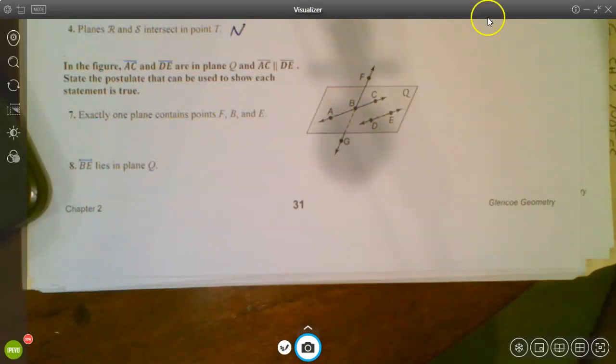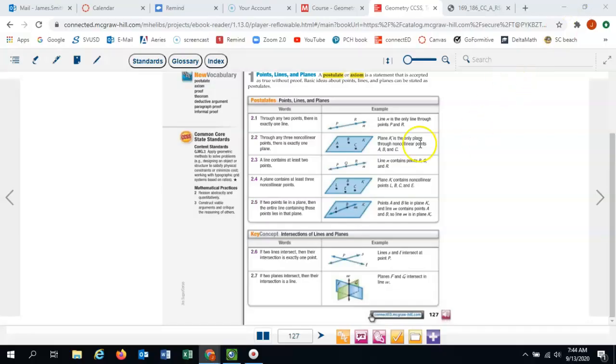So which one goes with that idea? If we look back up here, if you look at 2.5, it says if 2 points lie in a plane, then the entire line containing those points is also in the plane. And that's the one that matches the idea that's going on right now. So this is the description that we would write.